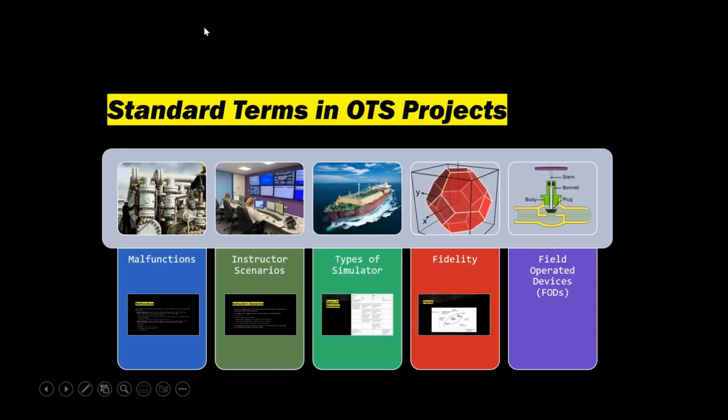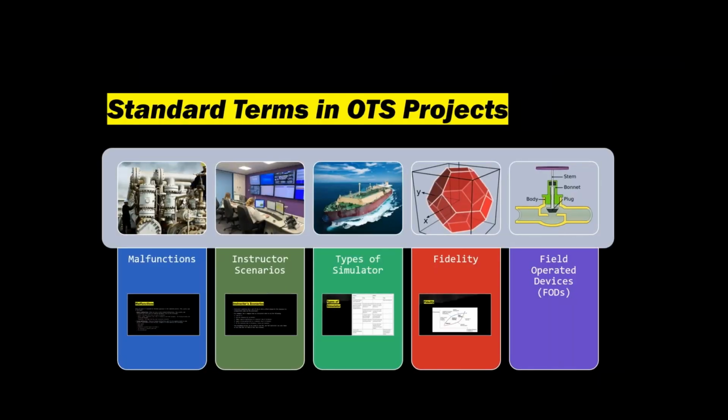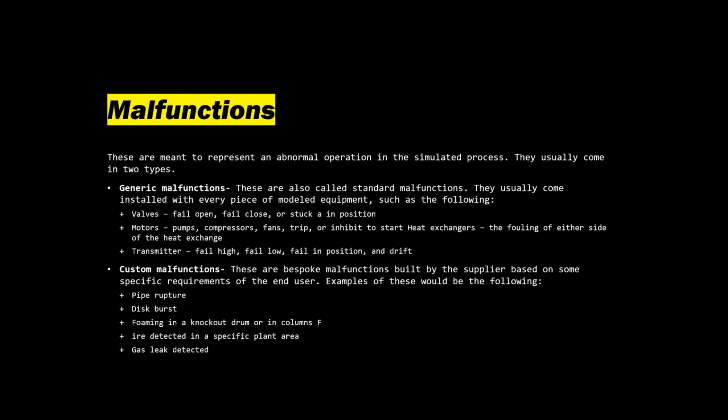Okay, the next standard term is malfunctions. Malfunctions can be defined into two types: generic malfunction and custom malfunction. Generic malfunction is typically for the generic simulator. In a generic simulator, you have a valve. You can have the valve fail open, fail close, or stuck in a position.